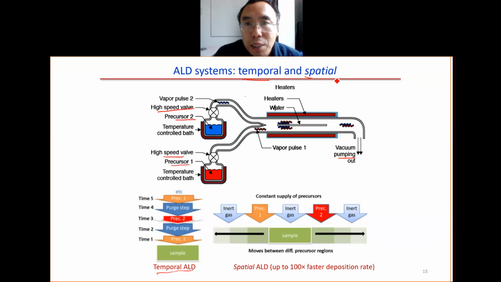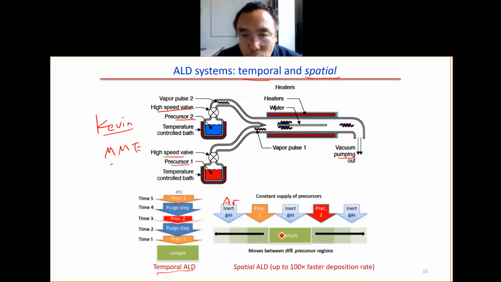Another one is called spatial ALD. At the University of Waterloo, we have Professor Kelvin. He is a professor of mechanical and mechatronic engineering, and his group mainly works on spatial ALD. In the spatial ALD, we have inert gas, precursor 1, inert gas, precursor 2. The inert gas can be argon. So we have the wafer.